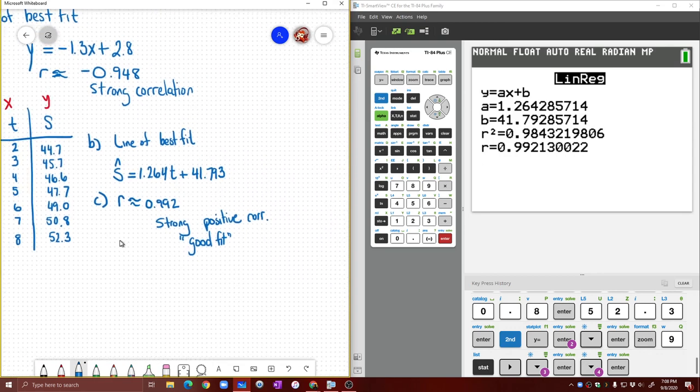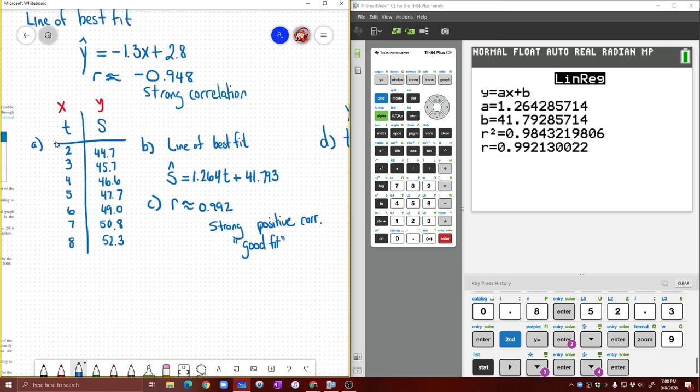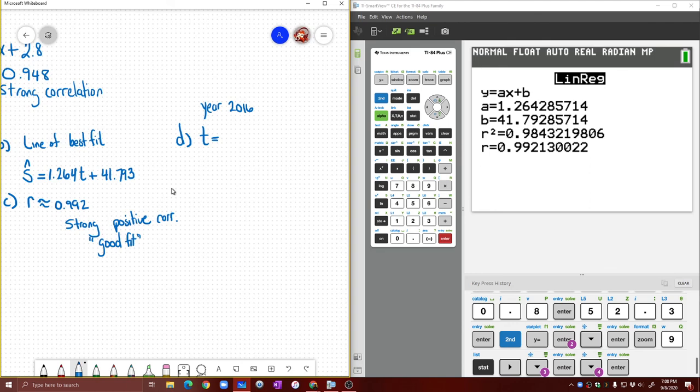So 2016. So the year is 2016. What would that correspond to as our T value? So look at how we did. 2002 was 2. So 2016 would be, drumroll please. Hopefully you pause and think about it. 16. If you said 16, give yourself a high five because you got it correct.